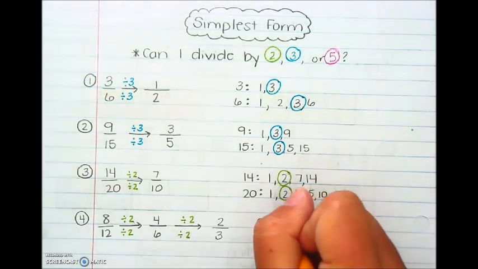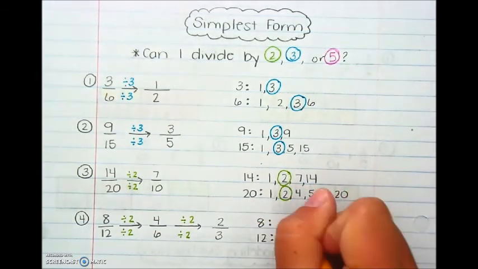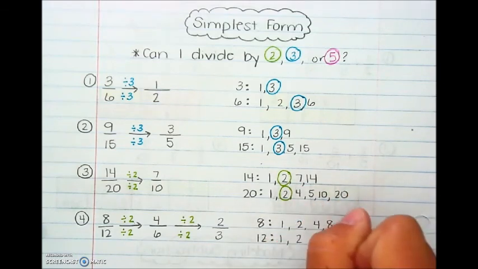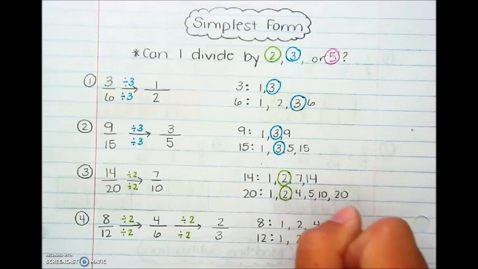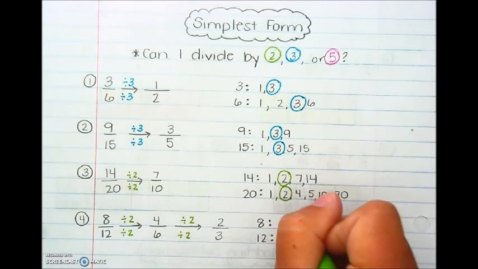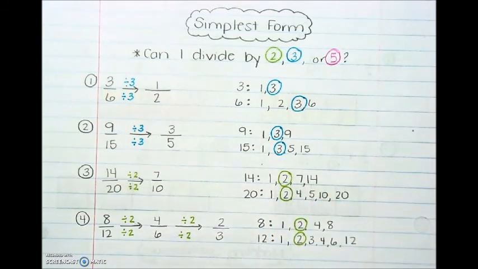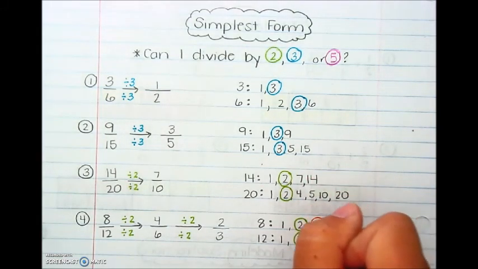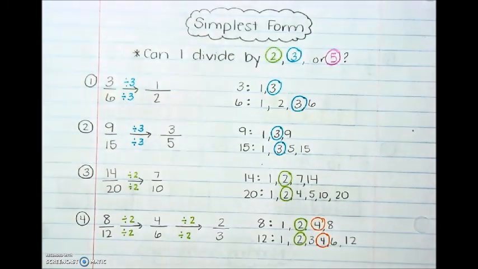So let me show you how that would look. So I would have 1 times 8 and 2 times 4, and then 1 times 12, 2 times 6, and 3 times 4. So that's where we would have seen the 2 on both lists, but we also would have recognized that we had the number 4 on both lists as well. So you could have used either of those to divide and get your simplest form answer.